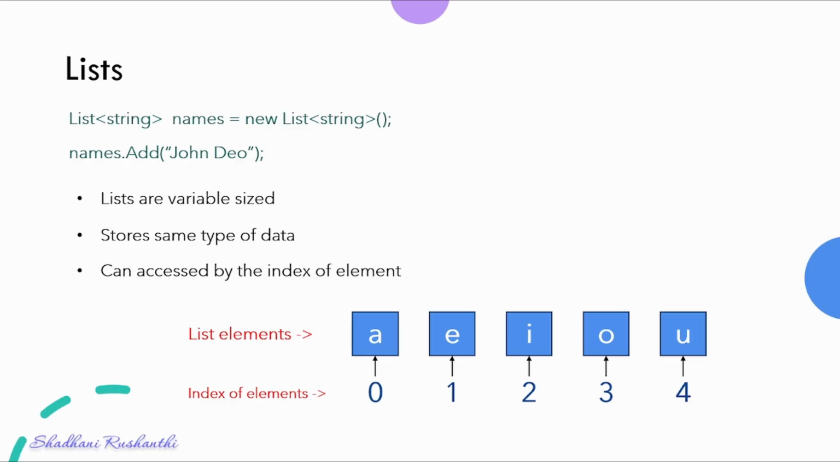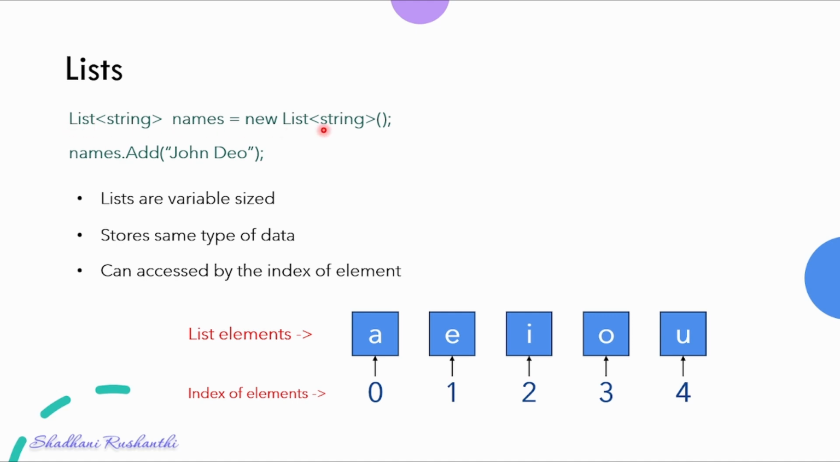Let's see what a list is. Lists are also a basic data structure used in programming to store data as a collection. Lists are the same as arrays, but the main difference between lists and arrays is that arrays are fixed size and lists are variable size. That means when you are declaring a list, you don't need to define a fixed length for that list. During the program, you can add many more elements to this list.